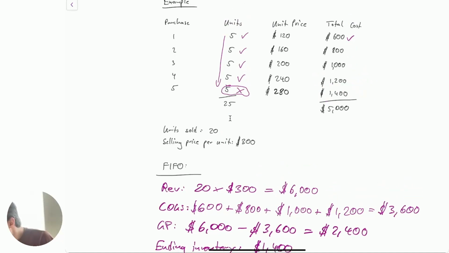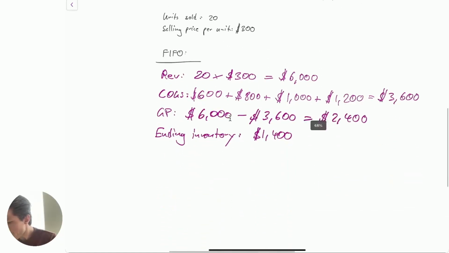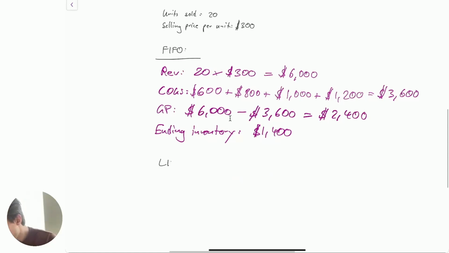Let's look at last in, first out. Similar procedure. Again, revenue equals 20 times 300. No change in assumption. You're making revenue or sales of 6,000.